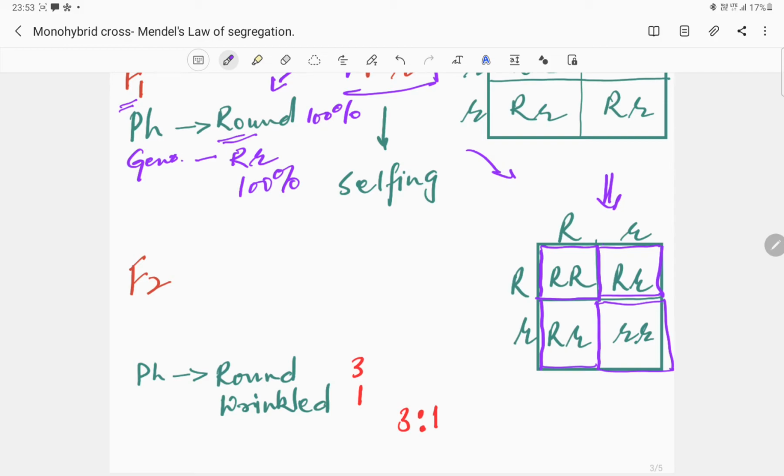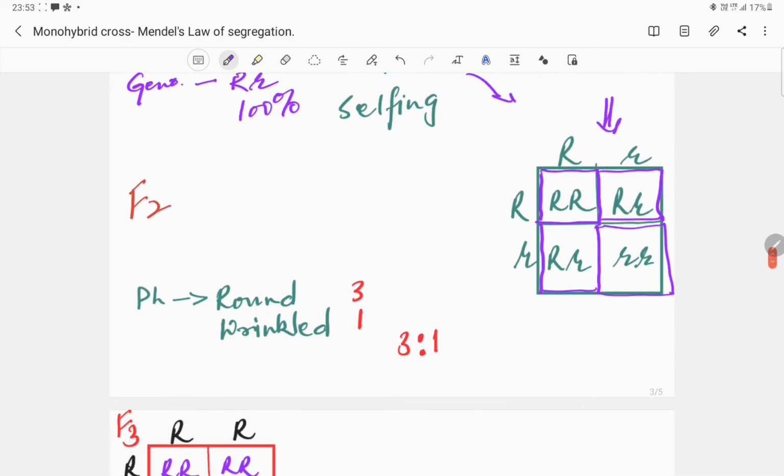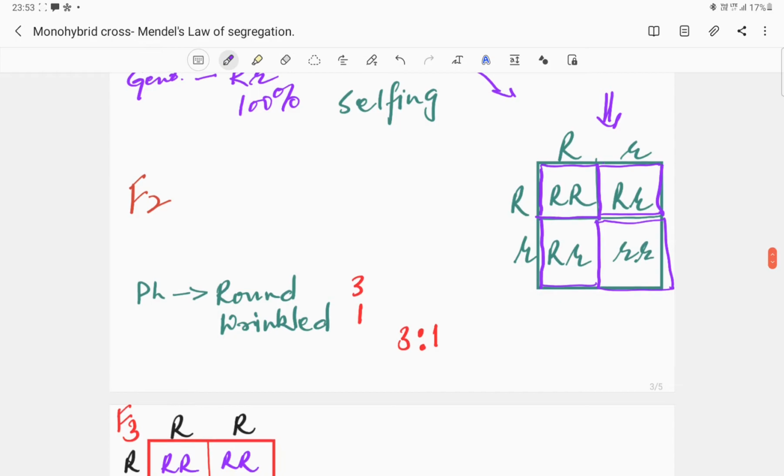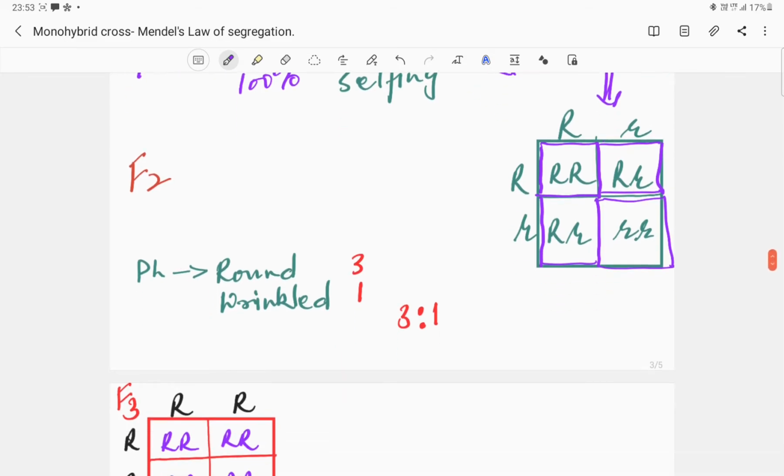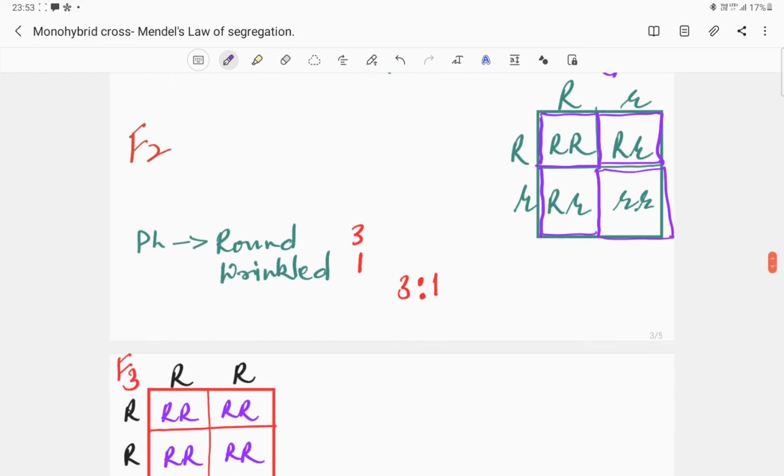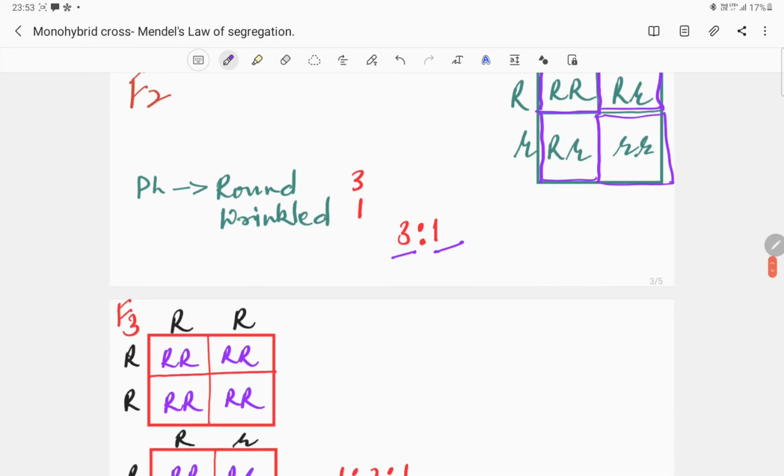Now we have solved this. But Mendel couldn't find out about the genotypes because they were not known. Mendel also concluded a couple of things which we will discuss at the end. But Mendel didn't stop here. He got a 3:1 ratio of round to wrinkled seeds. He said that out of all the seeds that I have, 3 parts are round seeds and 1 part is wrinkled seeds. Now he didn't stop there.